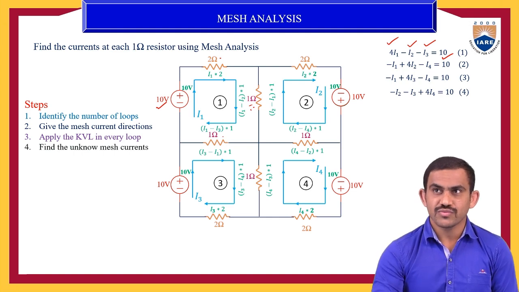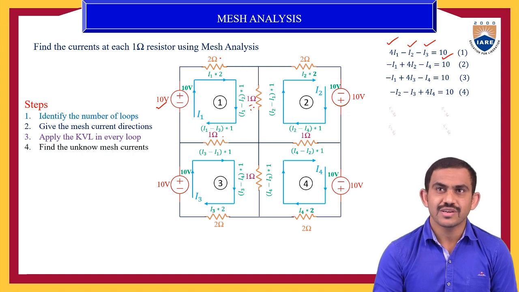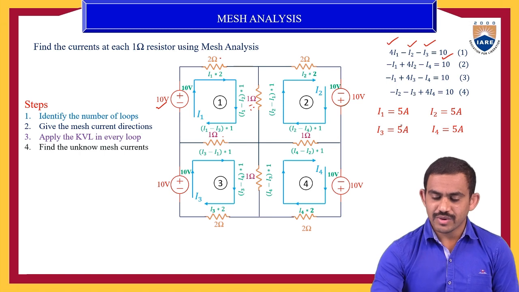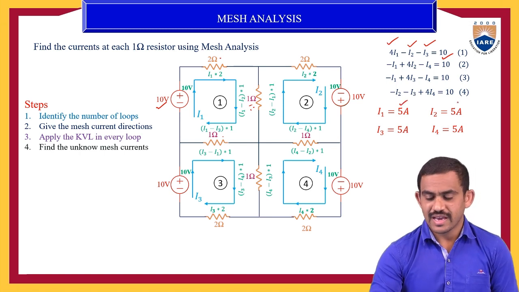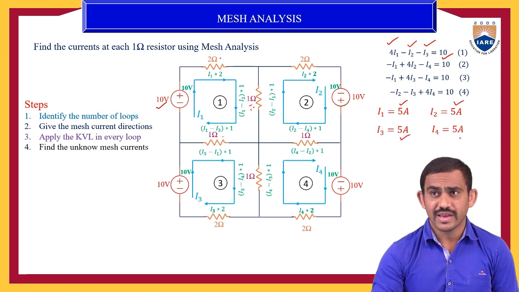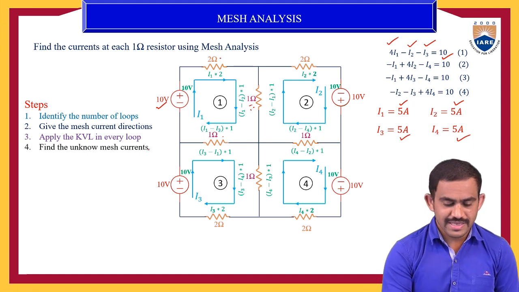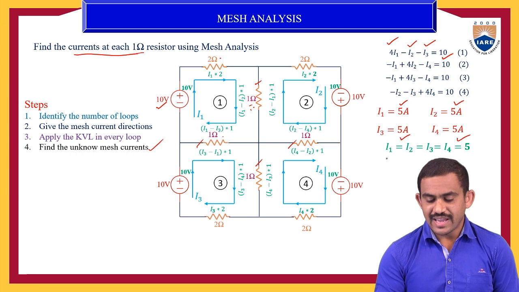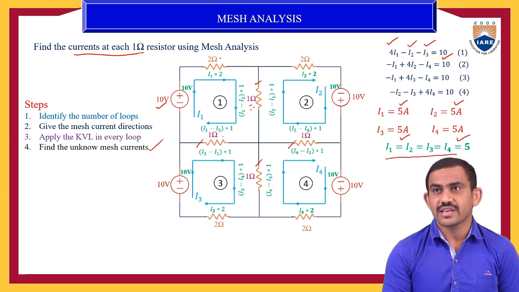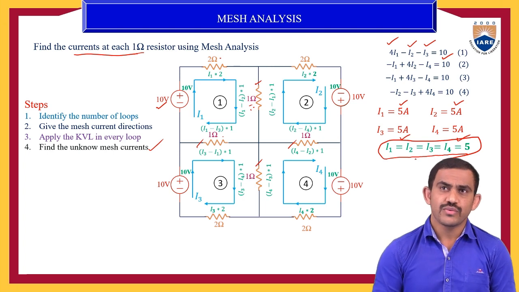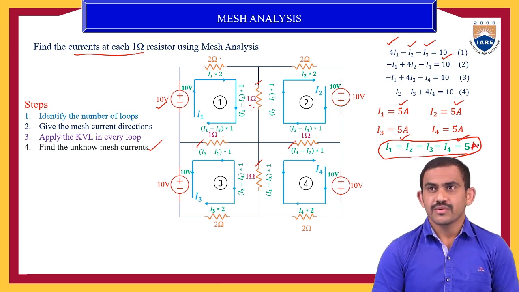So if you solve 4 equations and 4 unknown values, that means we have I1 value, I2 value, I3 value, I4 value. From these equations we will get I1 value 5, I2 value 5, I3 value 5, and I4 value also. This is the value for mesh currents. So we know the mesh currents value now. Here I1 equal to I2 equal to I3 equal to I4, so every current is the same value. So every current has 5 amps.